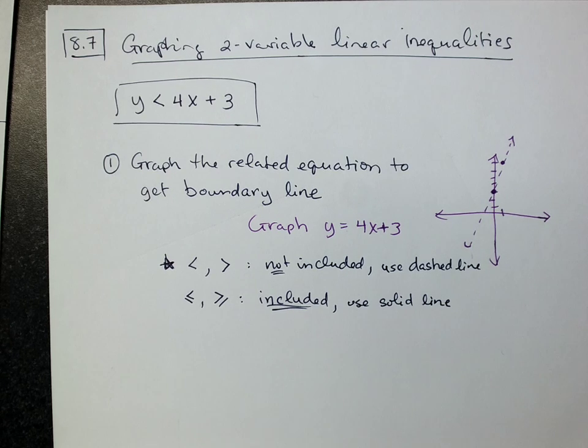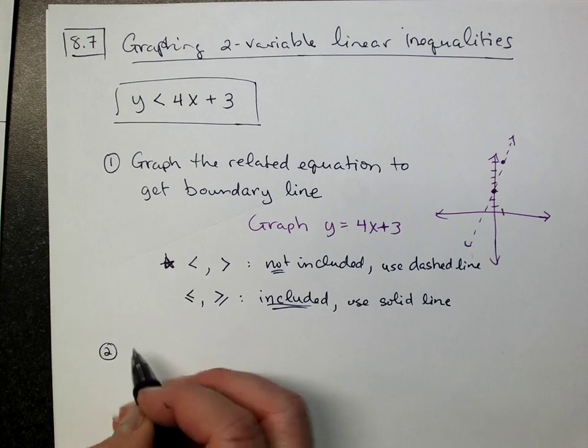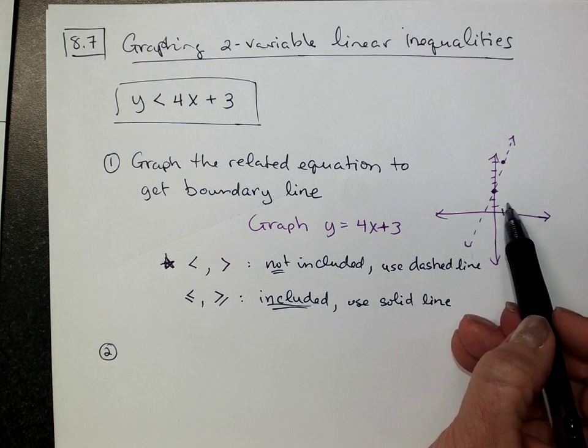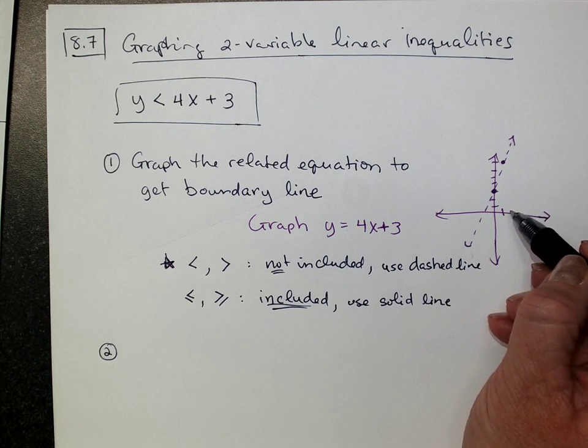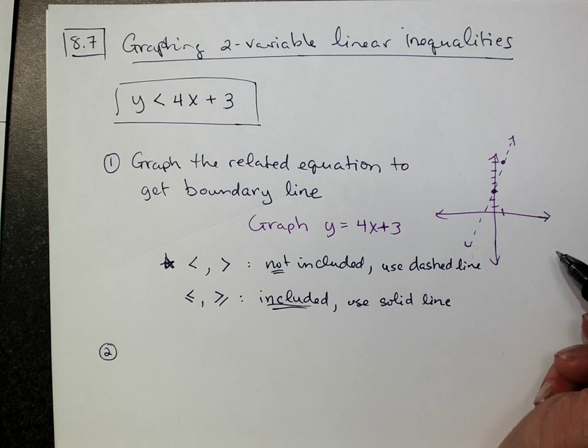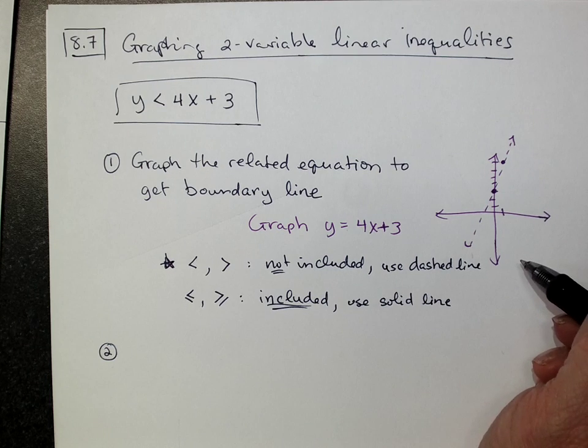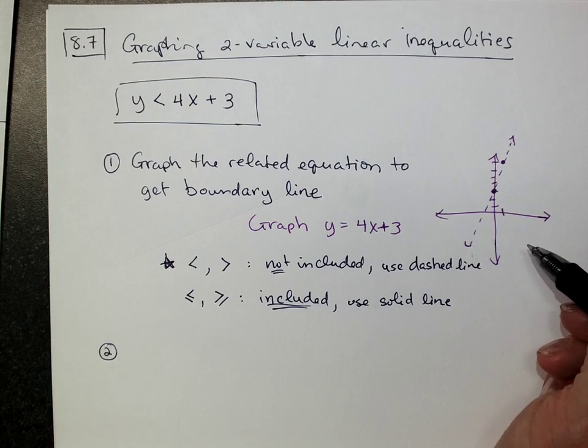The best thing I can recommend is to do a test point. It's a quick way to check which side to shade, because, like I said, sometimes it's intuitive, but sometimes it's just not. If you do a test point, you'll know for sure. By a test point, I mean you test one point that is on one side or the other. Because here's the thing about a test point: if the test point is good, then everything on that side is good. If the test point is bad, then everything on that side is bad.